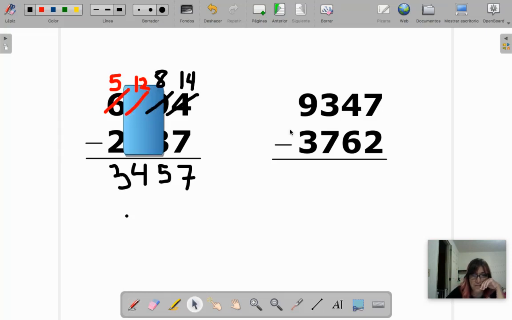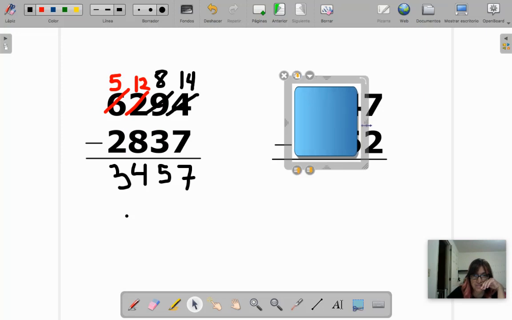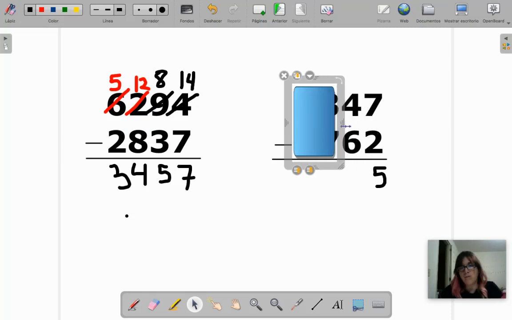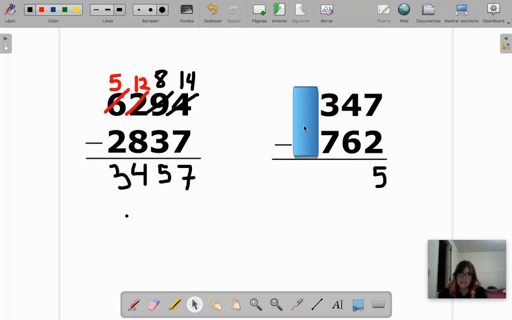Okay, the last one. 7 minus 2. Excellent, 5. Yes, I can do it. 4 minus 6. I cannot do it, so I borrow from here. Cross out the 2 numbers. This is the same 4 with the 1 that we borrow from the 3. And now the 3 is a 2. 14 minus 6, or from 6 to 14, 6, 7, 8, 9, 10, 11, 12, 13, 14. 8 more. From 6 to 14 is 8.